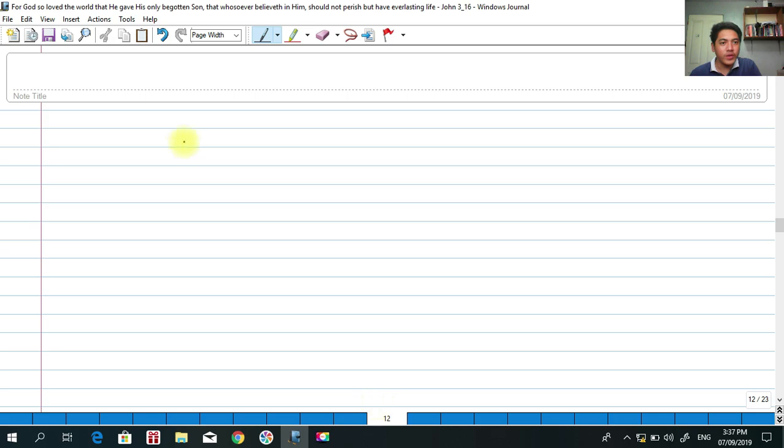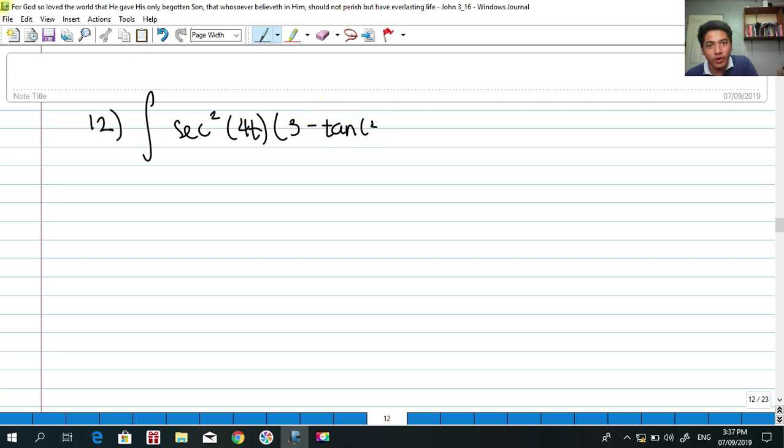So for number 12, let's try another integral. We have secant squared of 4t times the quantity 3 minus the tangent of 4t, raised to the cube, dt. Again we have two trigonometric functions, and we can again use u substitution. If we take 3 minus tangent 4t as u, we know that the derivative of tangent is secant squared.